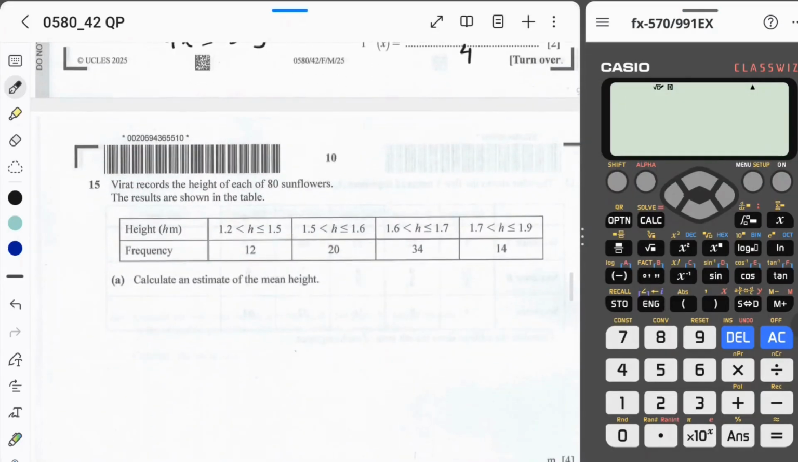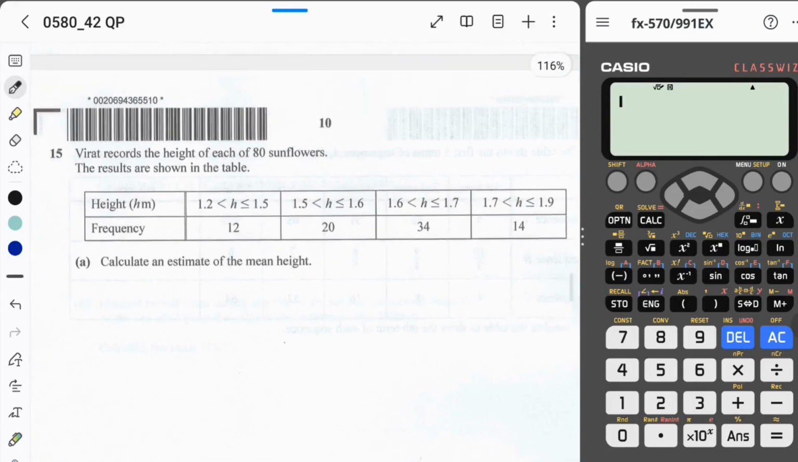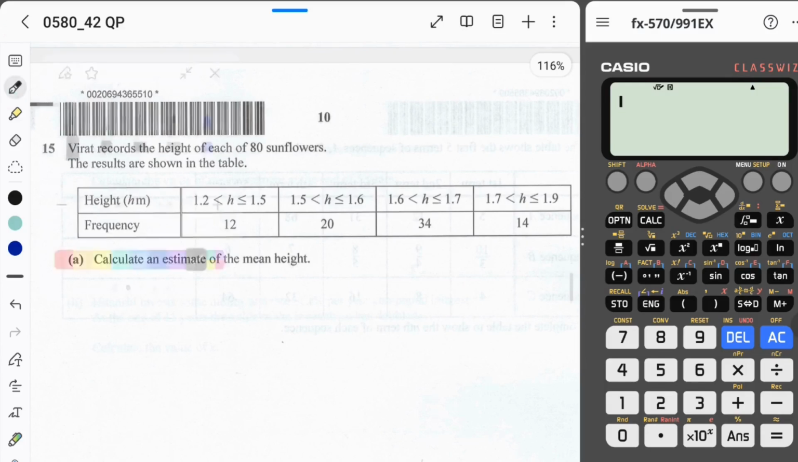Alright, for the next question, question number 15. Virat records the height of each of 80 sunflowers. The results are shown in the table. Calculate an estimate of the mean height. Sum of fx divided by sum of f. Alright. So x will be the midpoint. We are going to find out the midpoint.